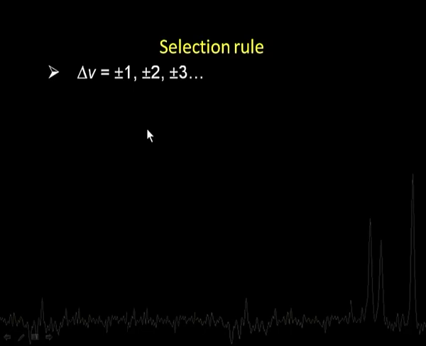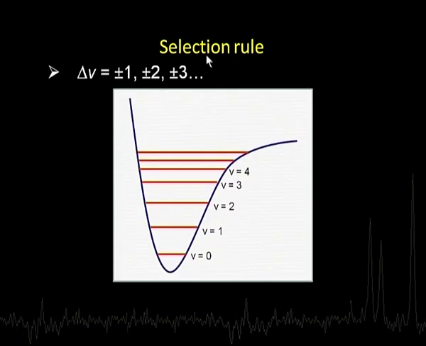And the selection rule tells us what transitions are allowed to take place for a molecule whose vibration motion is quantized. The selection rule happens to be that delta V is equal to plus minus 1, plus minus 2, or plus minus 3, and so on. What it means in turn is that if this is my energy level diagram, wherein these are the different vibration energy levels, these are the transitions possible.